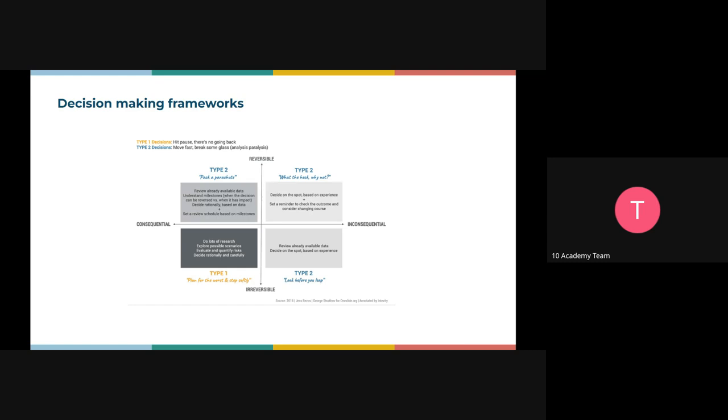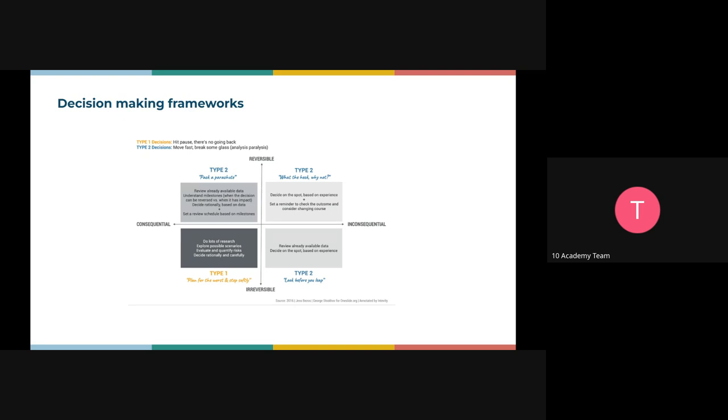the different reasons that make people make decisions. But how exactly do you make a decision? So we have different frameworks. The first one, we're going to look at the Jeff Bezos framework, which I think we all know, CEO of Amazon. So he created a framework on how to make decisions.